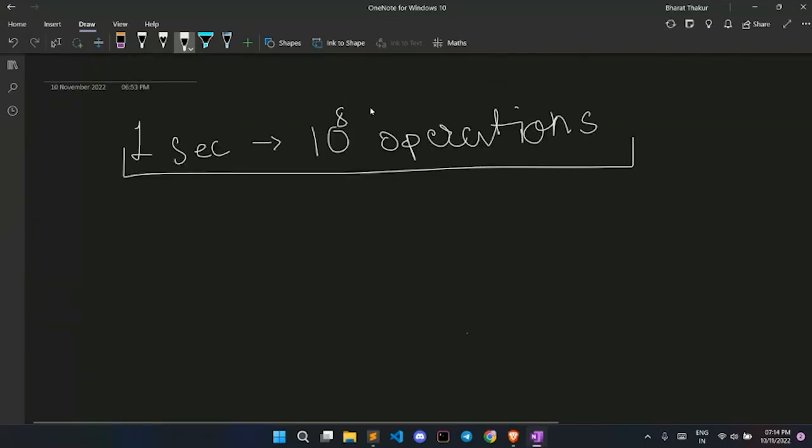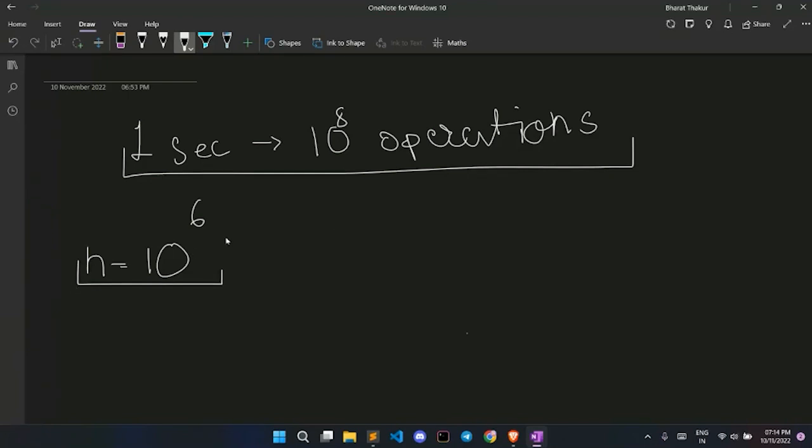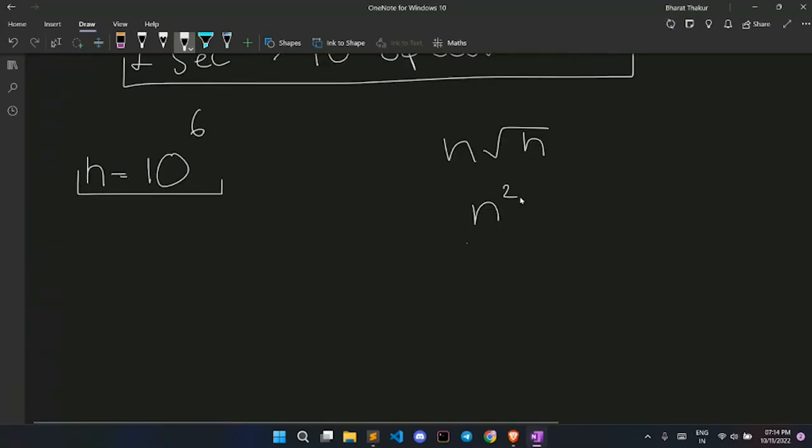Like suppose you are given n is equal to 10 power 6. Okay, means we have an array and here n is equal to 10 power 6. Something like this is given in your coding question. So you should not think of a logic which is n square root n or n square, because this will never work in 1 or 2 seconds.